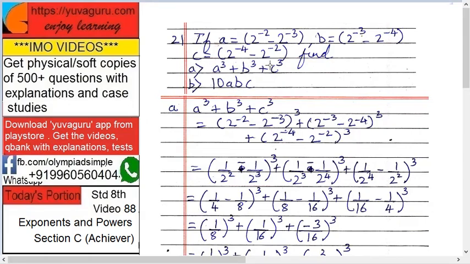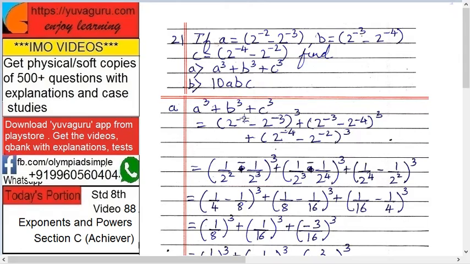First, A cube plus B cube plus C cube. Okay, let's start. A cube plus B cube plus C cube means what? 2 raised to minus 2 minus 2 raised to minus 3, the whole cube, right? Plus 2 raised to minus 3 plus 2 raised to minus 4, the whole cube. Plus 2 raised to minus 4 minus 2 raised to minus 2, the whole cube.